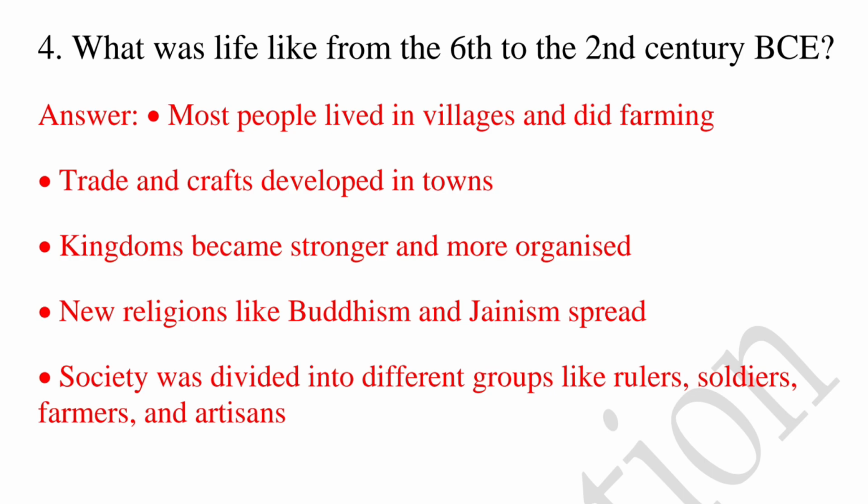Question number 4. What was life like from the 6th to the 2nd century BCE? Answer. Most people lived in villages and did farming. Trade and crafts developed in towns. Kingdoms became stronger and more organized. New religions like Buddhism and Jainism spread. Society was divided into different groups like rulers, soldiers, farmers, and artisans.